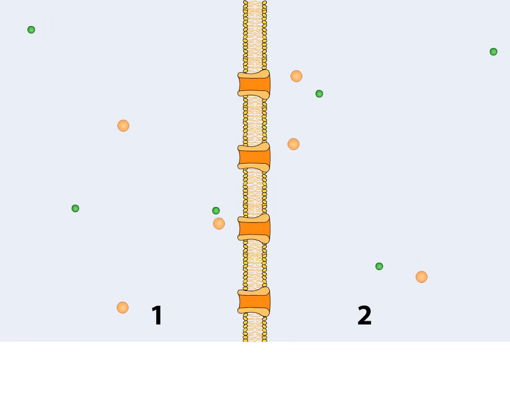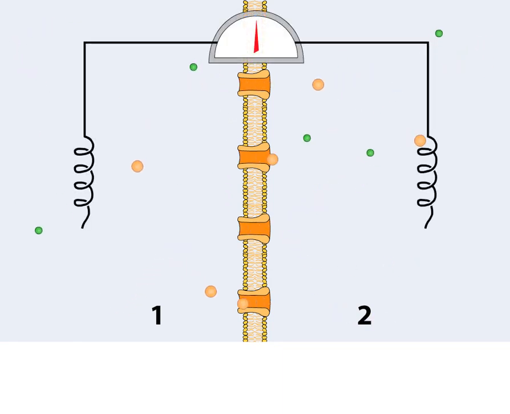Consider a simple system in which an artificial membrane separates two compartments containing a 1 millimolar potassium chloride solution. If the membrane is permeable only to potassium ions, depicted as orange spheres, and the concentration of potassium on each side of this membrane is equal, then no electrical potential will be measured across the membrane.